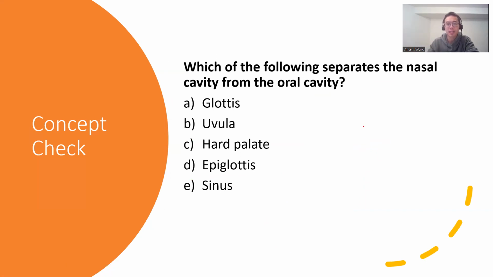Okay, so which of the following separates the nasal cavity from the oral cavity? Hard palate. All right, moving on.